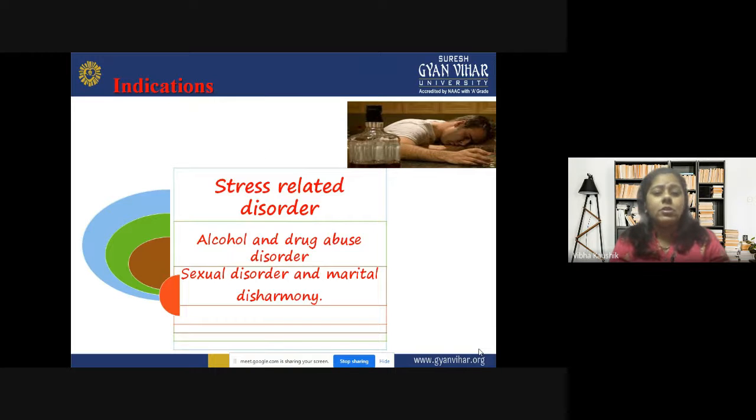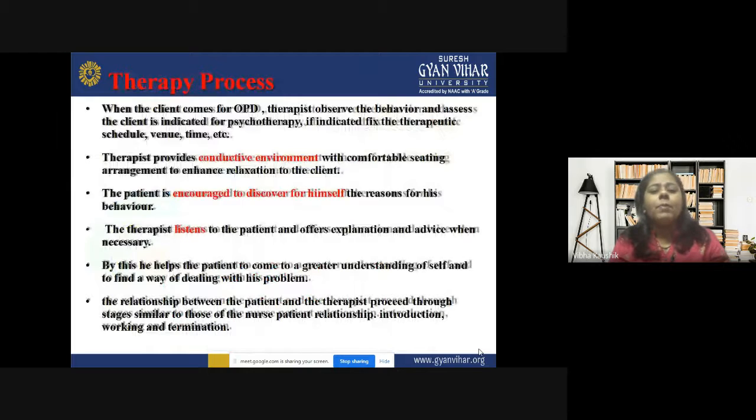Now, indications: stress related disorders can be a cause of individual psychotherapy. Alcohol and drug abuse disorder individuals can also contact the therapist for individual therapy. Sexual disorder and marital disharmony are also indications of individual psychotherapy.